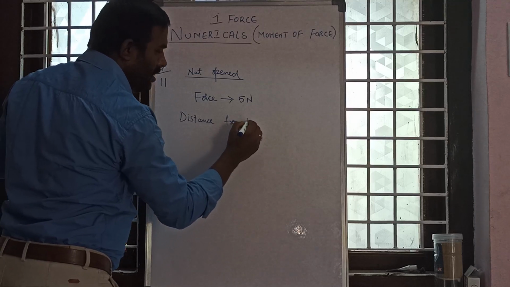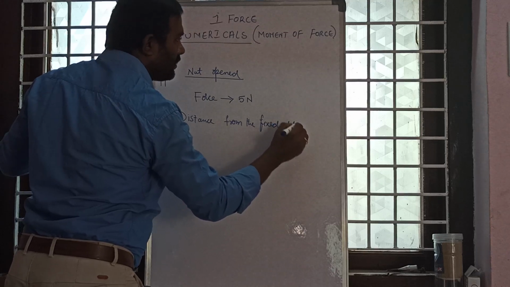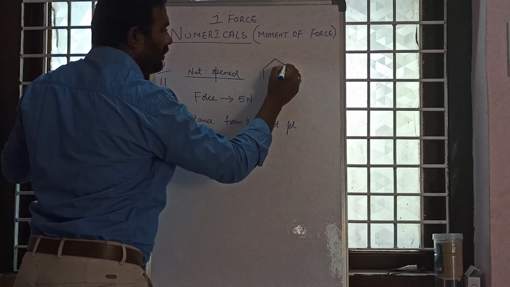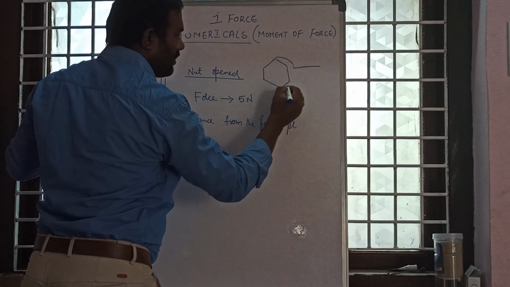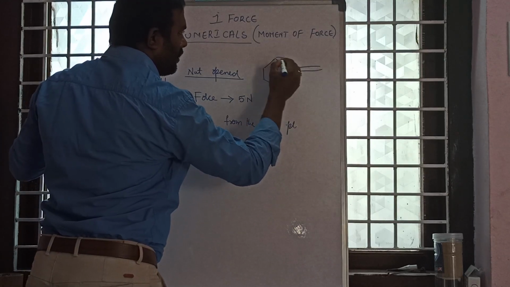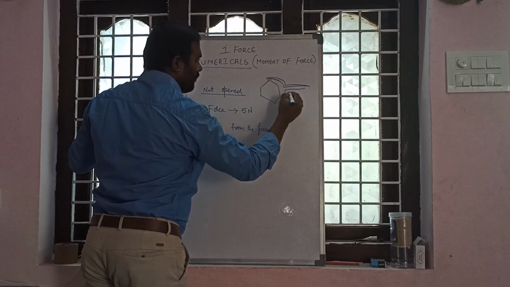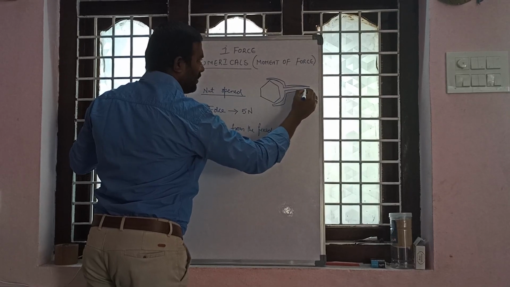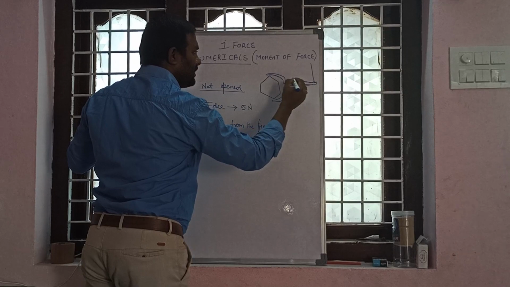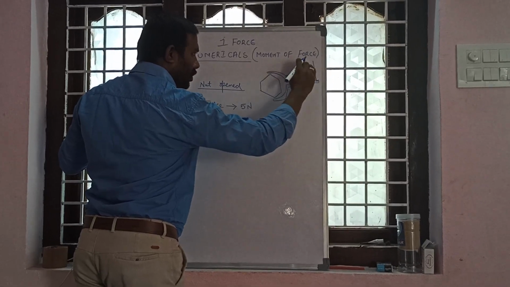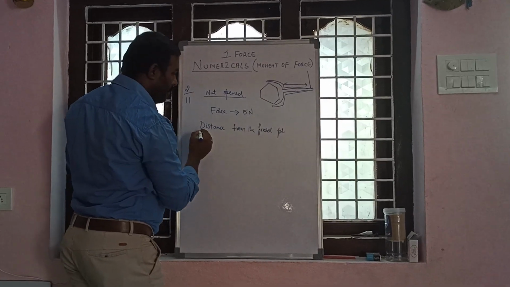from the fixed point. Suppose you want to open a nut. Okay, there is a wrench like this. Suppose this is a wrench where you will catch. Here it should be like this. You are going to apply the force. This is the distance, and when you are moving like this the nut is going to open. That is nothing but the turning force produced.